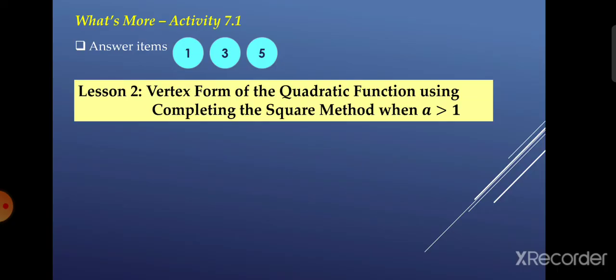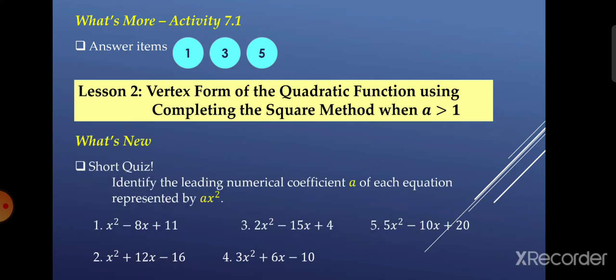Next lesson. Lesson number 2. Writing the vertex form of the quadratic function using the completing the square method when a is greater than 1. So this one is different. Short quiz.